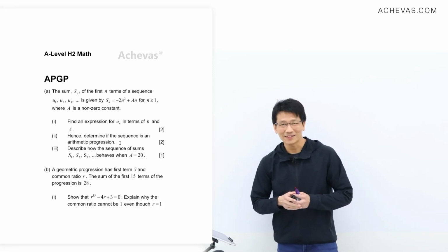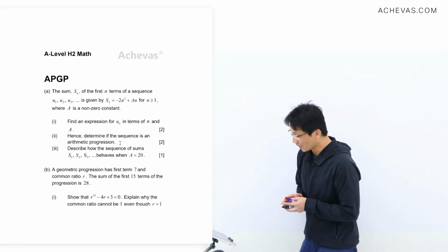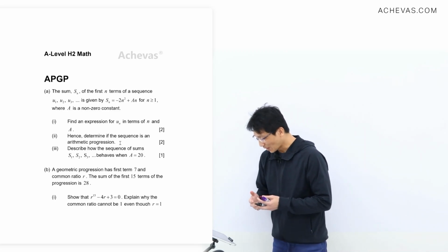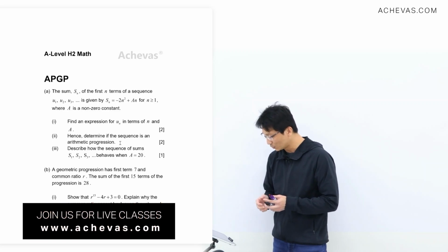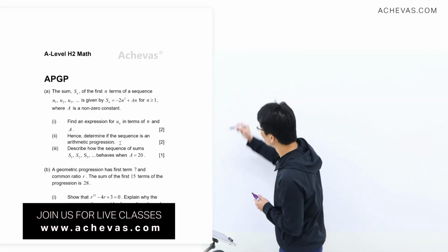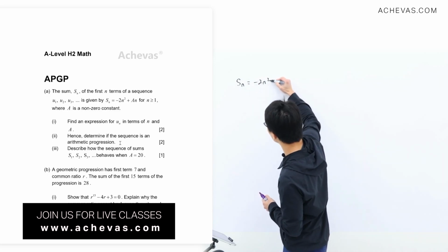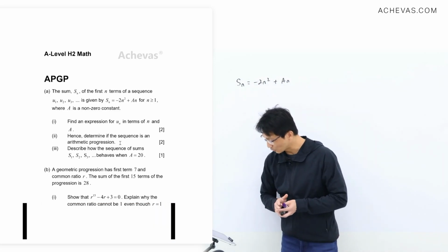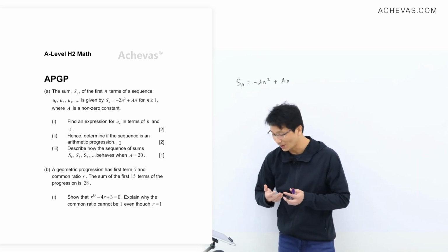Hi everyone, let's take a look at a question on AP and GP. In this question, we are given the sum Sn of the first n terms of a sequence, and the formula is given to be Sn equal to minus 2n squared plus an. Let's write it down first: minus 2n squared plus an. Part 1 of the question wants us to find an expression for un in terms of n and a.